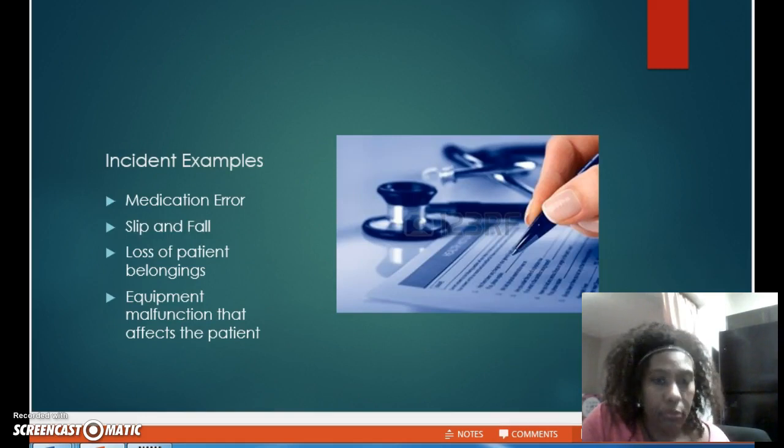Incident examples. Here we go. Medication errors, slip and falls, loss of patient belongings, equipment malfunction that affects the patient. Those are things that you would write up on an incident report.